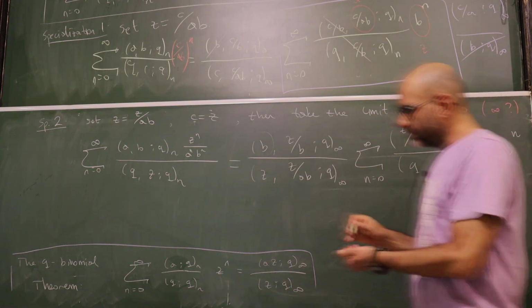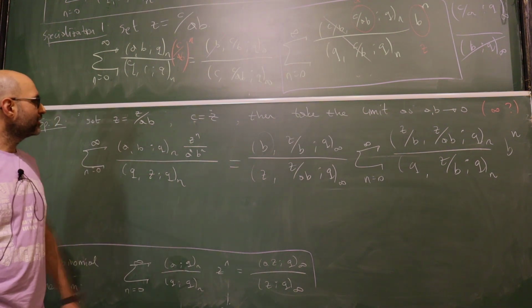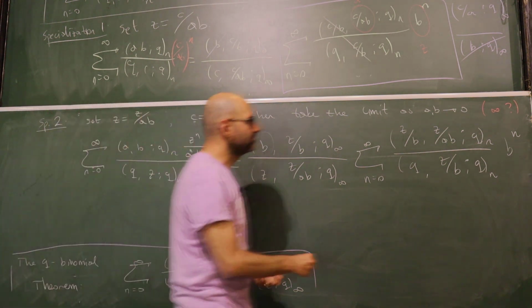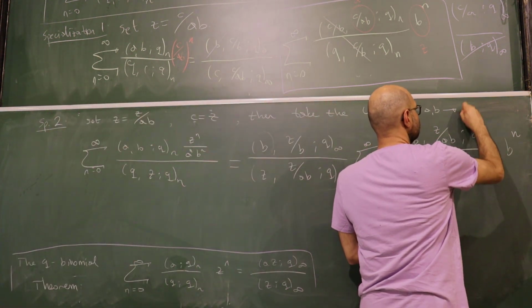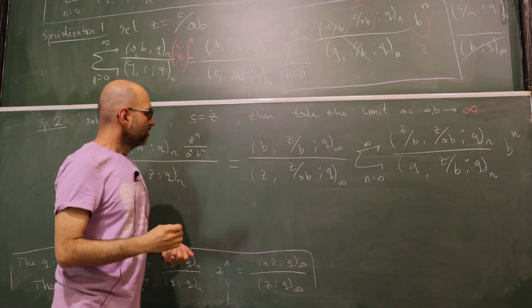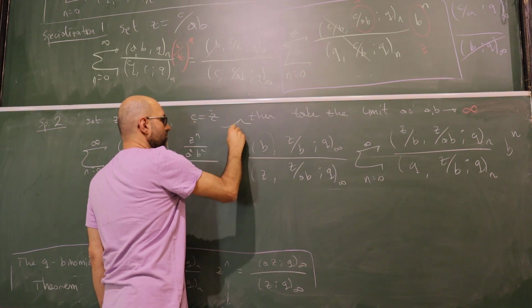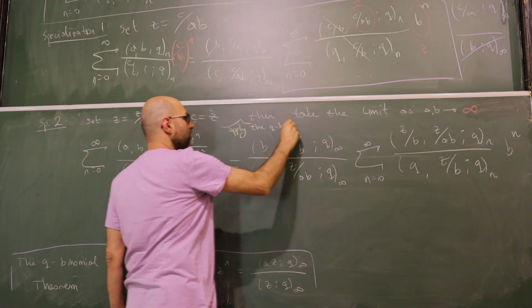So before taking the limit, perform the simplification, apply the Q binomial theorem, so this one goes away, and then we can take the limit. Yes, yes. So there's an intermediate step here. Apply the Q binomial theorem.